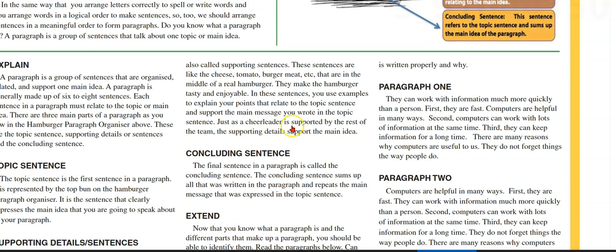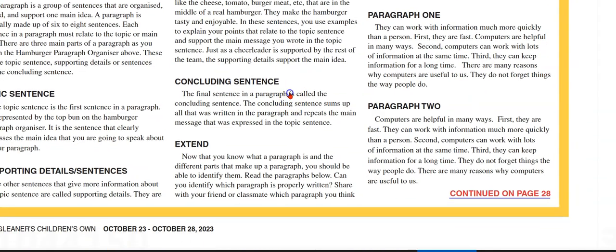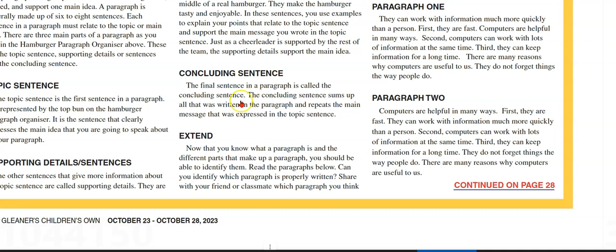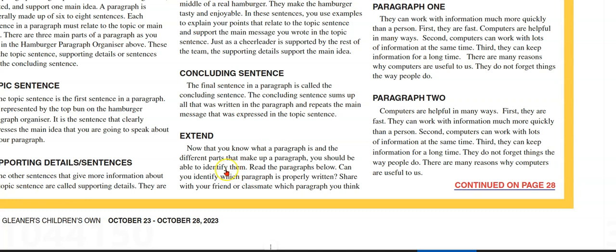Just as a cheerleader is supported by the rest of the team, the supporting details support the main idea. So what about the concluding sentence? The final sentence in a paragraph is called the concluding sentence. The concluding sentence sums up all that was written in the paragraph and repeats the main message that was expressed in the topic sentence.